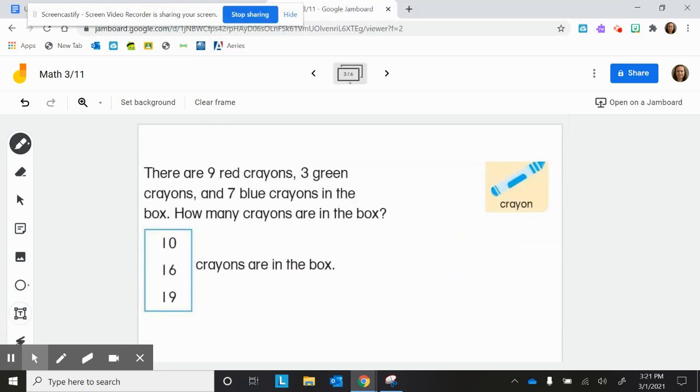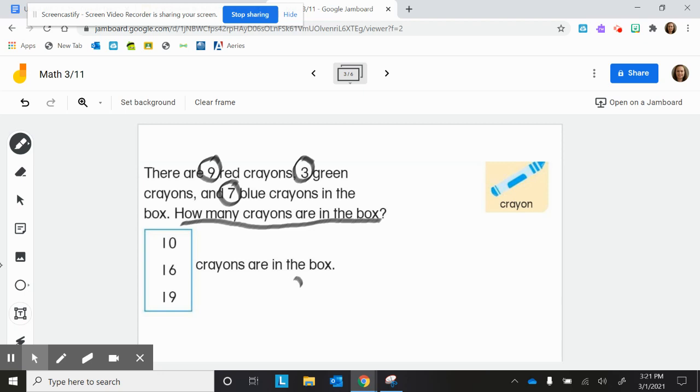Okay, let's look at this one. Right here it says, there are 9 red crayons. So I know I have 9, circle 9. I have 3 green crayons, and how many blues? 7 blue in the box. How many crayons are in the box? So I need to figure out how many crayons are in this box total.